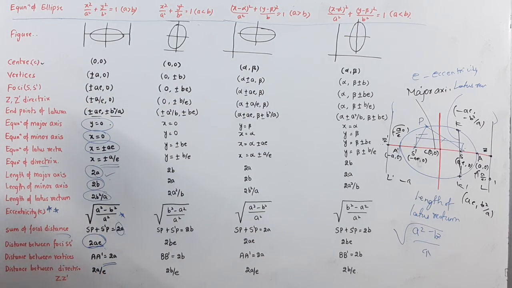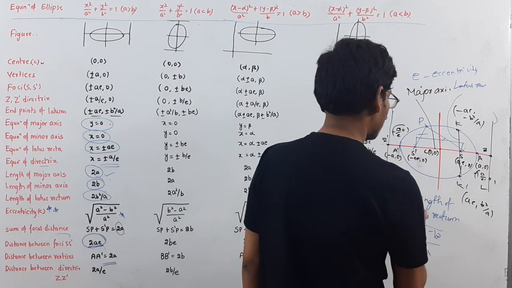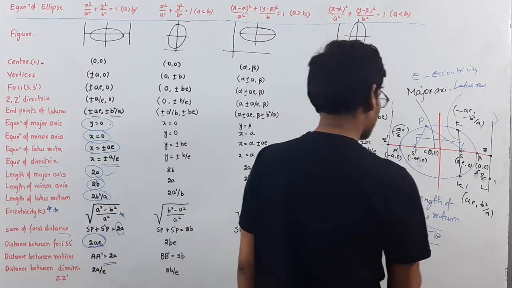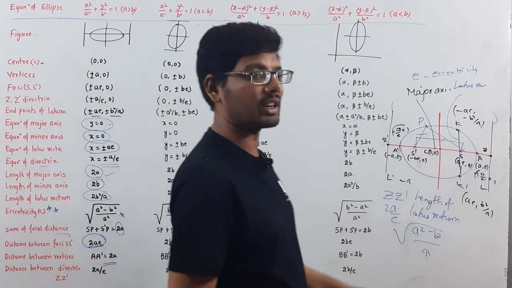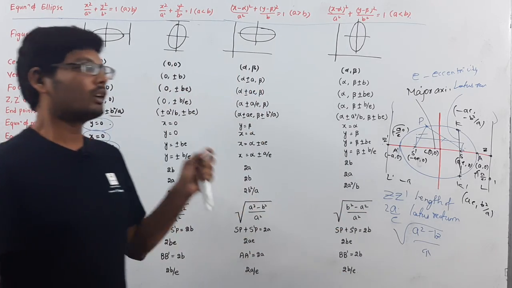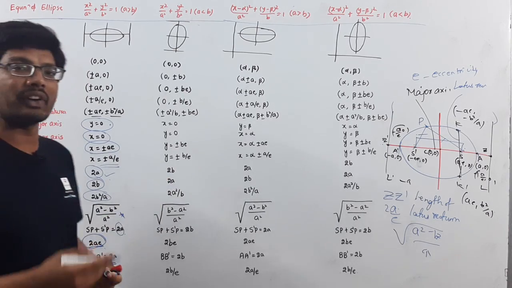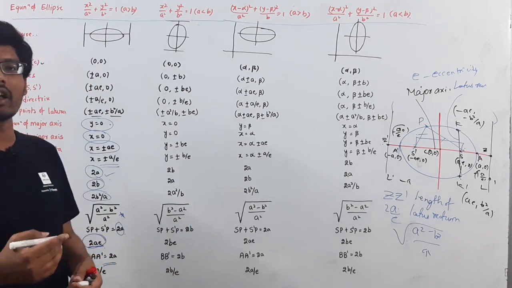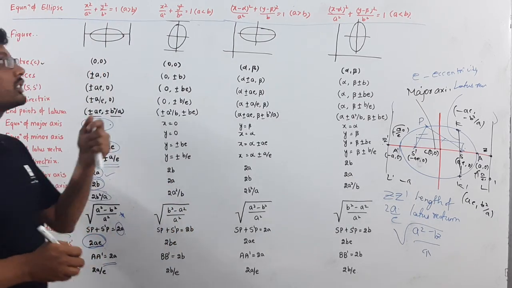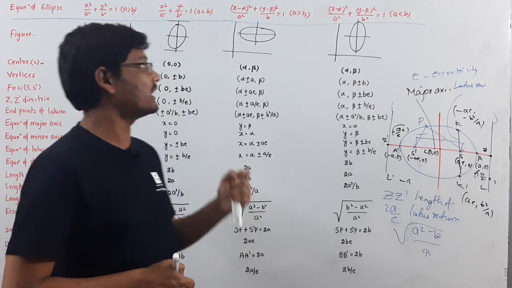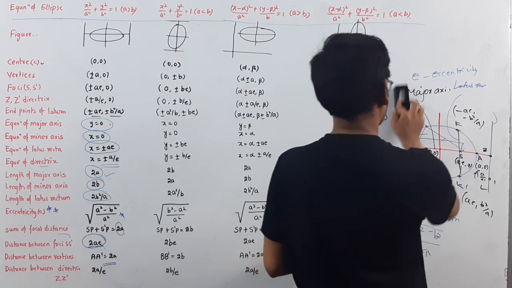And the distance between directrix, here Z to Z dash, is 2a by e. You can substitute a and eccentricity value in this expression and find the distance between the two directrix points, that is Z and Z dash. This is all about the first case of ellipse, that is x square by a square plus y square by b square is equal to 1. And the next case is x square by a square plus y square by b square is equal to 1, that is when a is less than b.